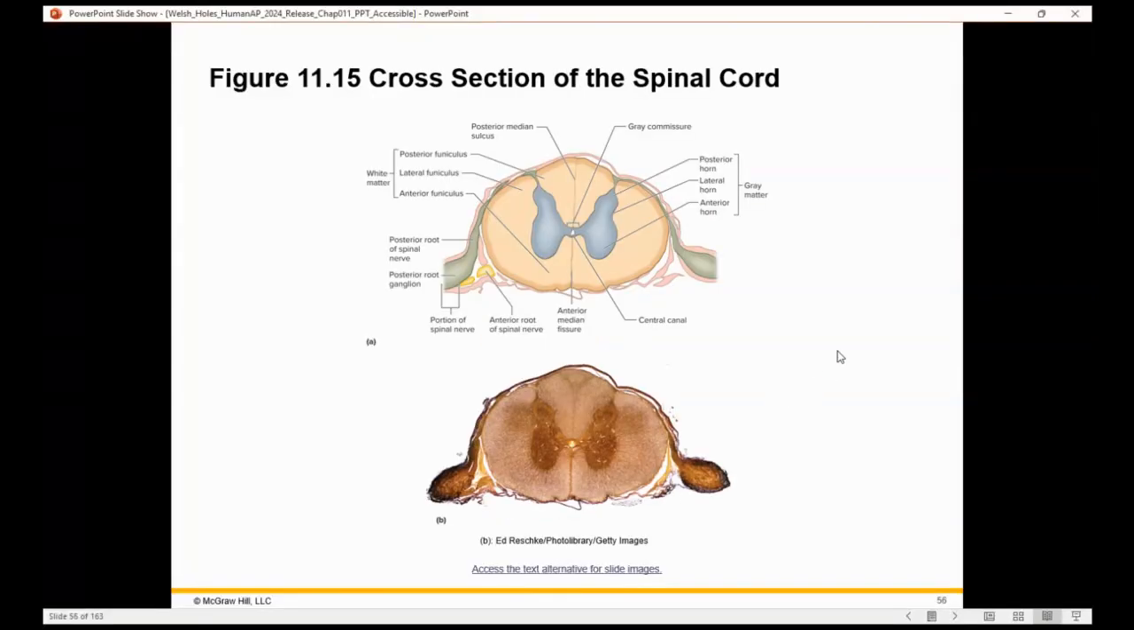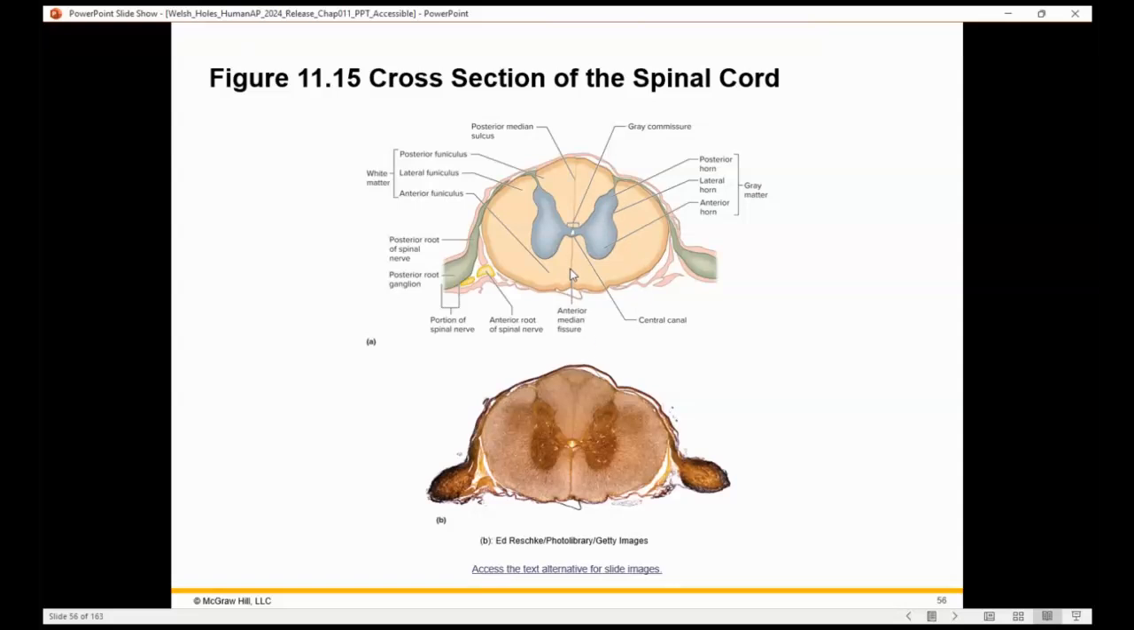This figure shows a cross-section of the spinal cord. And notice again, the gray matter is in the center, kind of in a butterfly shape, and the white matter surrounds that. When we name the white matter parts, we talk about funiculi. So you have a posterior funiculus, a lateral funiculus, and an anterior funiculus. When we talk about parts of the gray matter, we refer to horns. So you have a posterior horn, a lateral horn, and an anterior horn. And of course, you can use the terms ventral and dorsal instead of anterior and posterior.